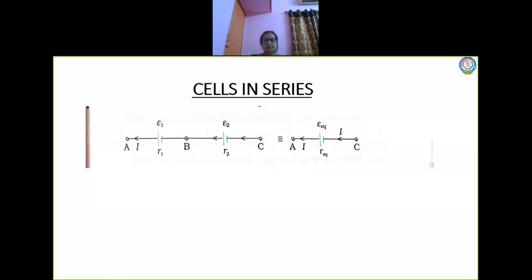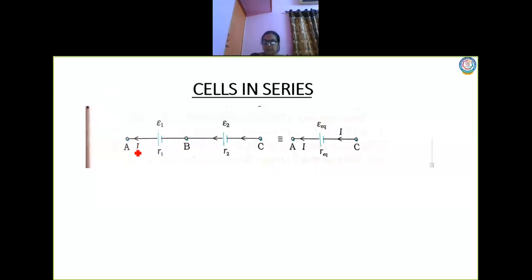And this psi 1 and psi 2, yesterday I was telling you, psi 1 and psi 2 are the EMFs of the two cells, and r1 and r2 are considered to be their internal resistances. Now we are going to see the potentials.